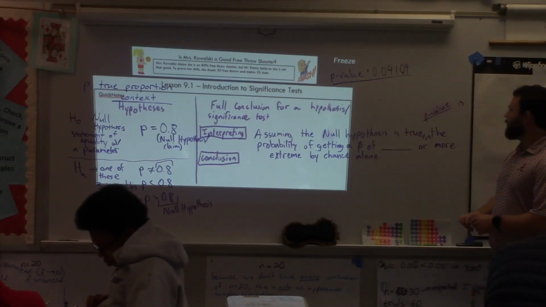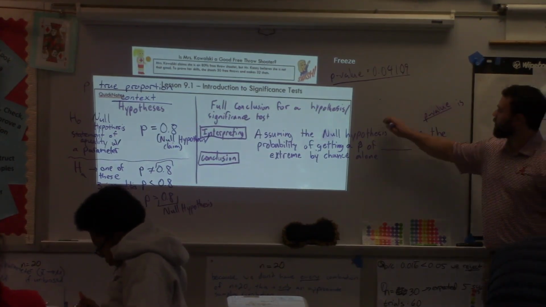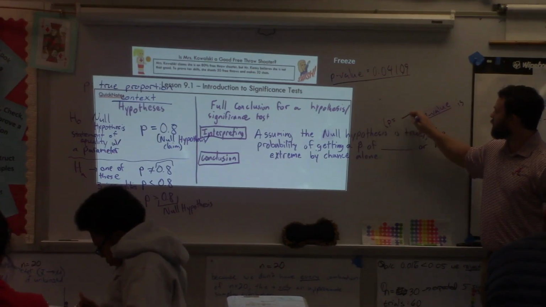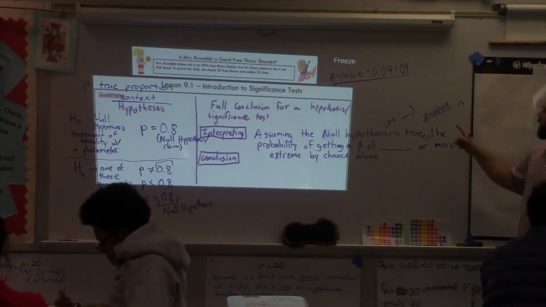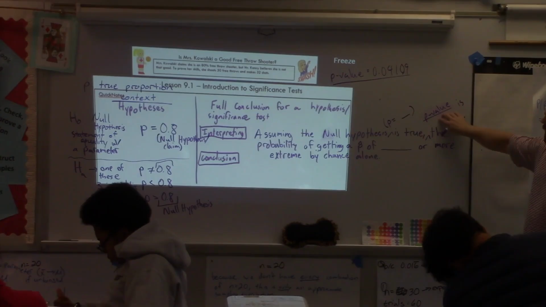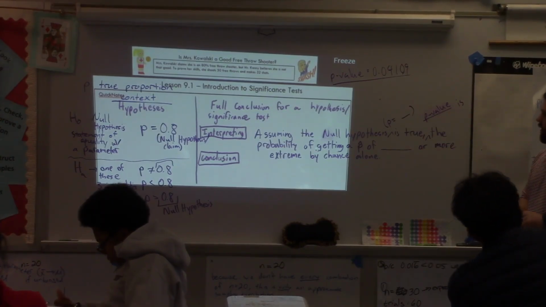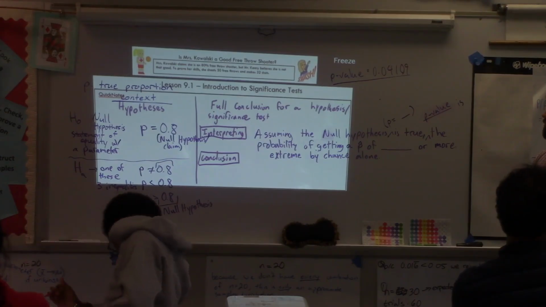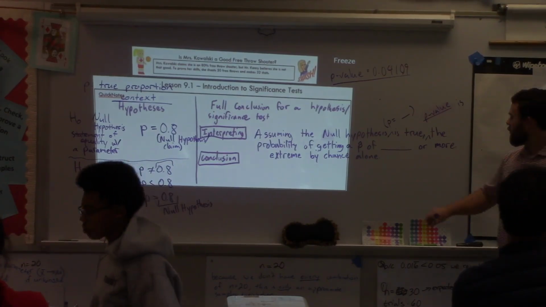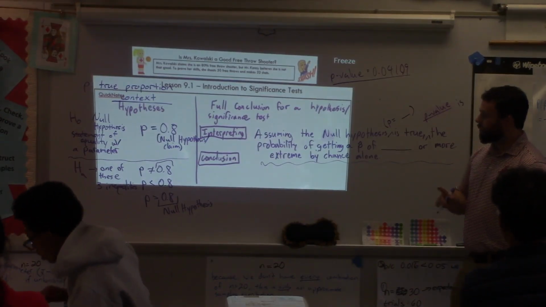I always put my p-value at the end. The mathematician likes to put it at the beginning, which I get. It makes it a little bit cleaner there. But assuming the null hypothesis is true, you would want to say p equals blank. So assuming the null hypothesis is true, this is my probability of getting that statistic or more extreme by chance alone.